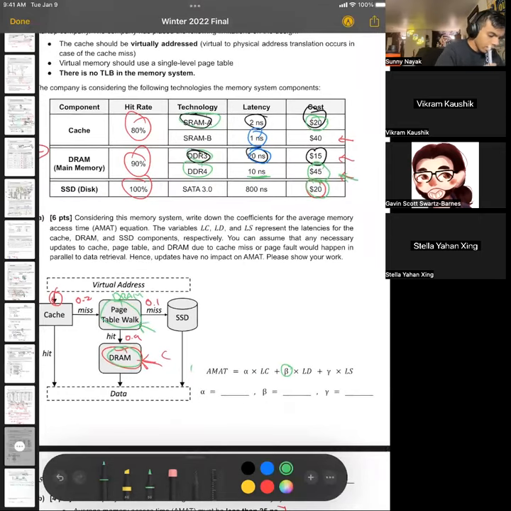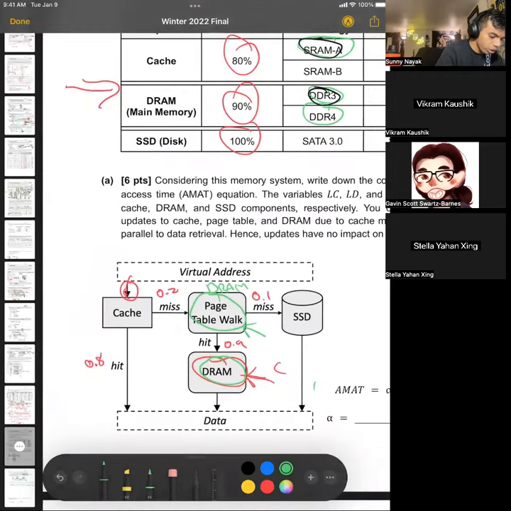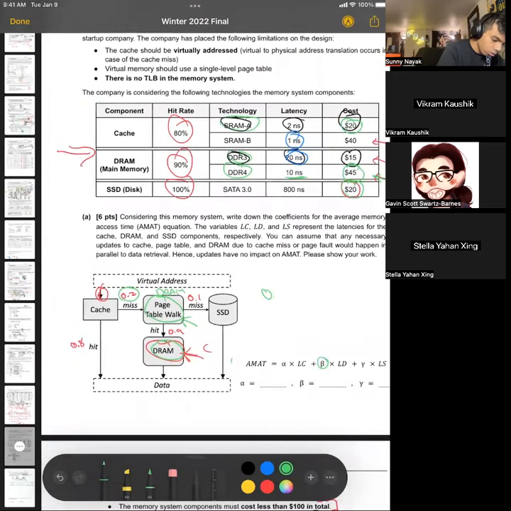So how often am I accessing the DRAM to do a page table walk? I'm accessing the DRAM to do a page table walk every time that I get a cache miss. How many times do I get a cache miss? 20% of the time, right? So that's one case. And then how often am I going to DRAM to get the actual value? Well, I'm going to get it 90% of the time that I go to a page table walk, right? So I have to account for this 0.2 as well. And so 0.2 times 0.9 gives me 0.18. I add those, and that's how I get 0.38.